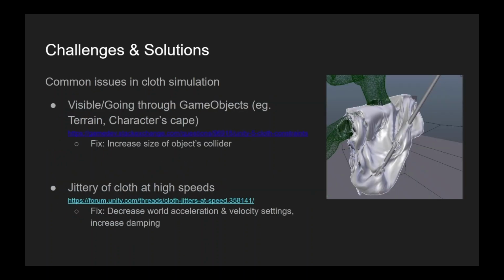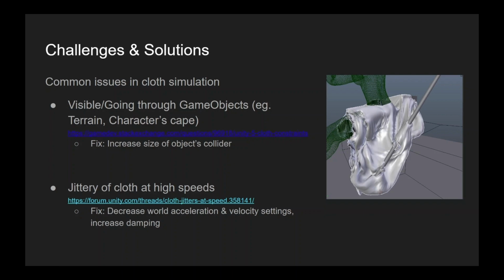So what are the common challenges and solutions? First is objects being visible through game objects. This is the website that I found that actually solved this particular issue, which is just to increase the size of the object collider so that it's actually pushing the cloth a bit upwards so that the object will not be visible through the cloth.